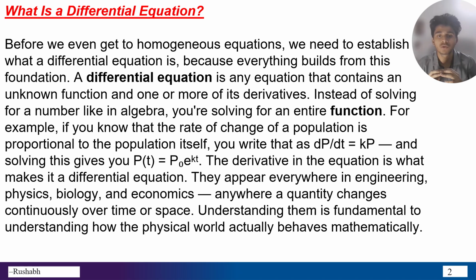For example, if you know that the rate of change of population is proportional to the population itself, you write that as dP/dt = kP, and solving that gives you P(t) = P0 e^(kt), where P0 is the initial population and P(t) is the population after time t. The derivative in the equation is what makes it a differential equation. They appear everywhere in engineering, physics, biology, and economics. Anywhere a quantity changes continuously over time or space, understanding them is fundamental to understanding how the physical world actually behaves mathematically.